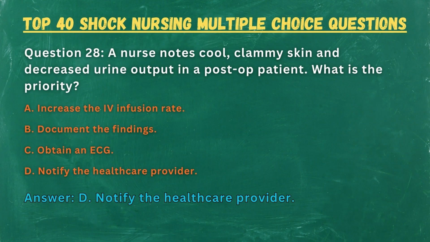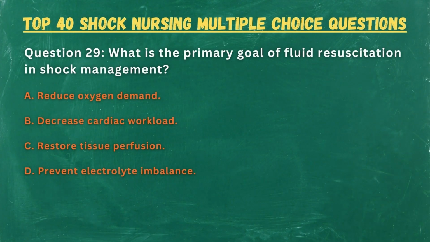Answer: D. Notify the healthcare provider. Question 29. What is the primary goal of fluid resuscitation in shock management? A. Reduce oxygen demand. B. Decrease cardiac workload. C. Restore tissue perfusion. D. Prevent electrolyte imbalance.